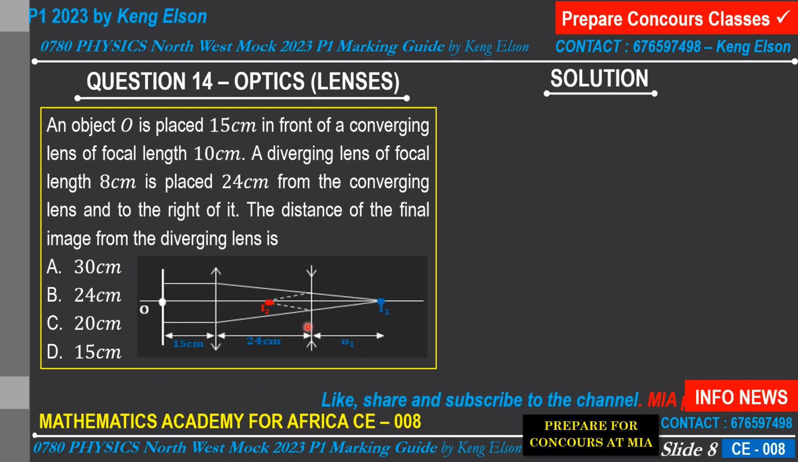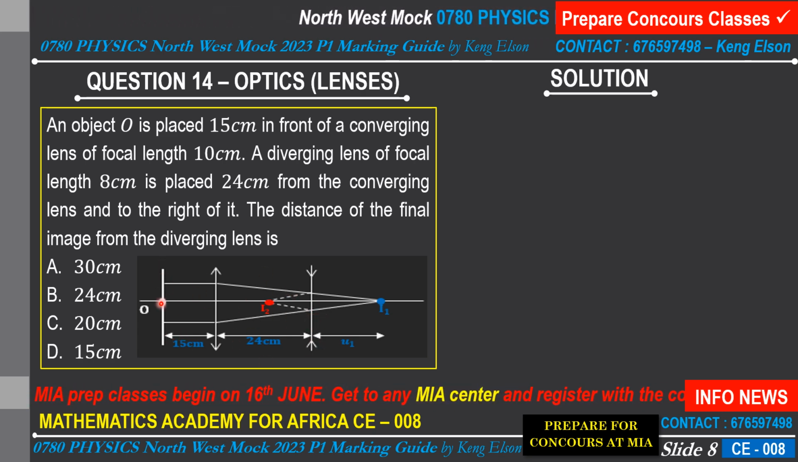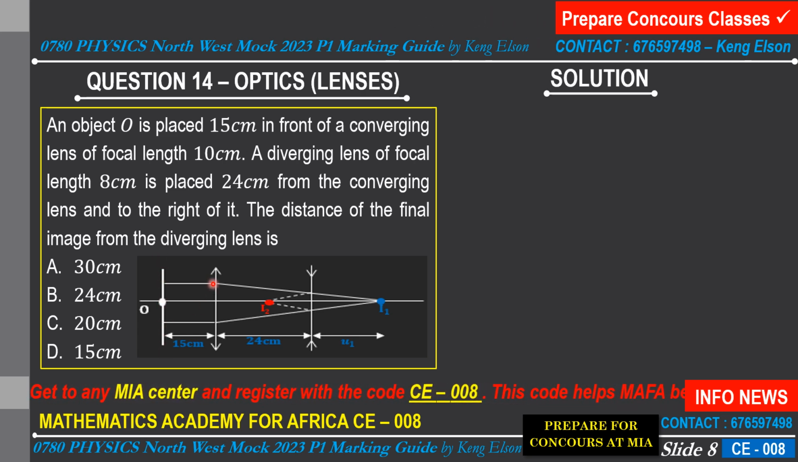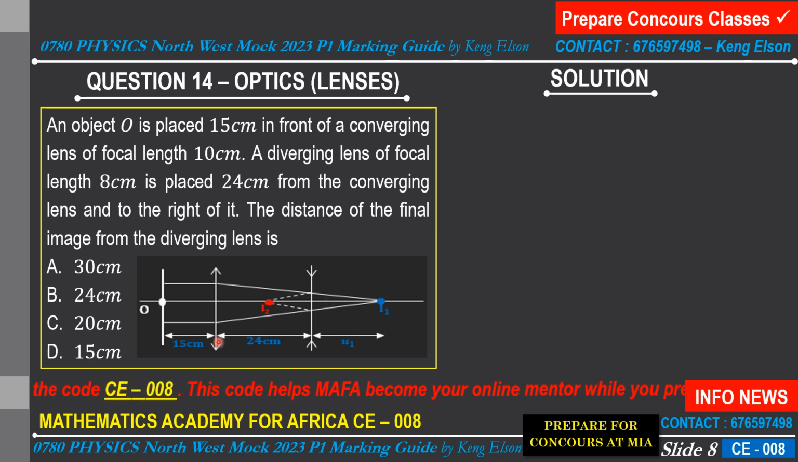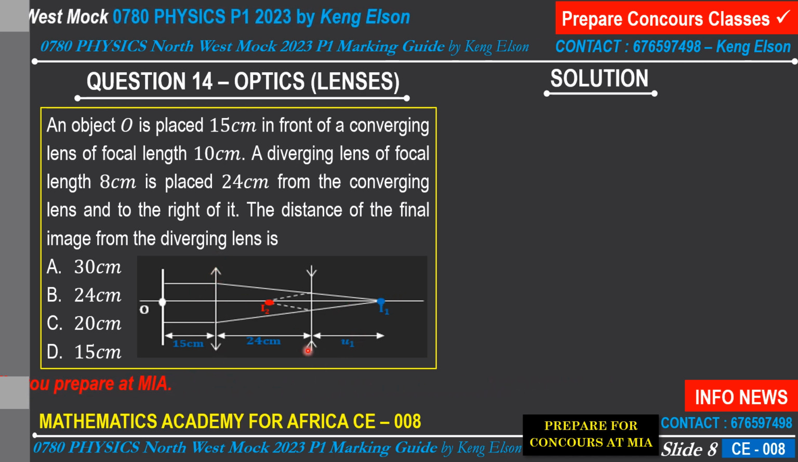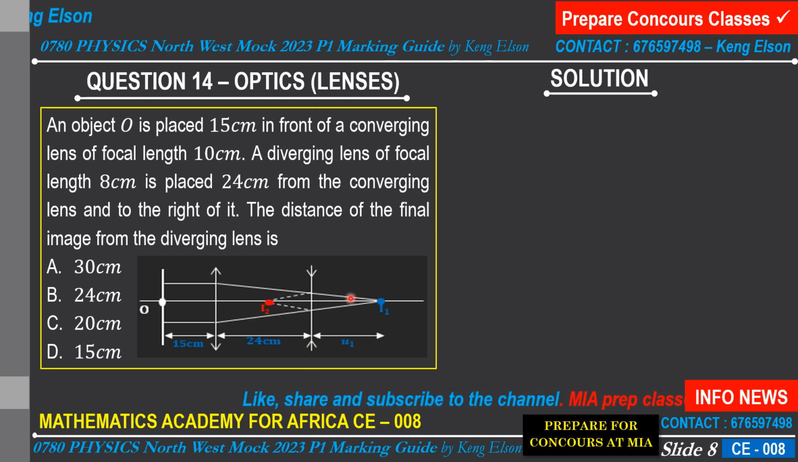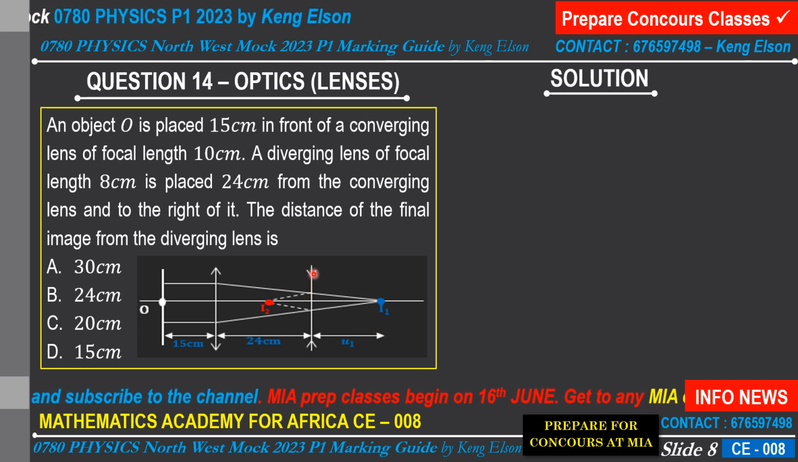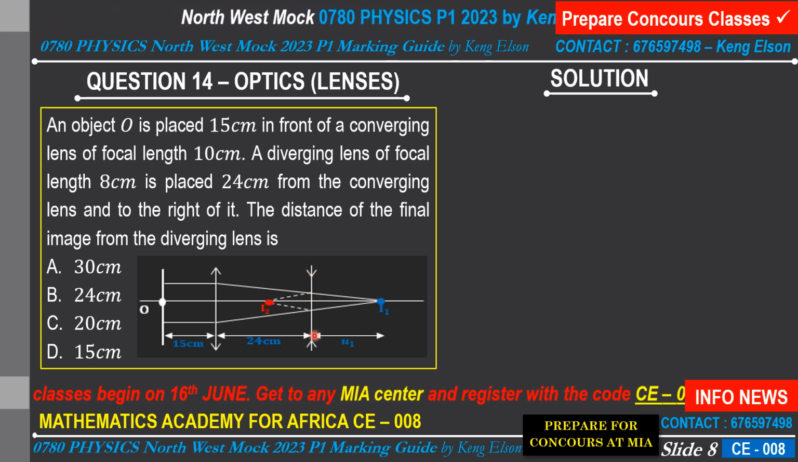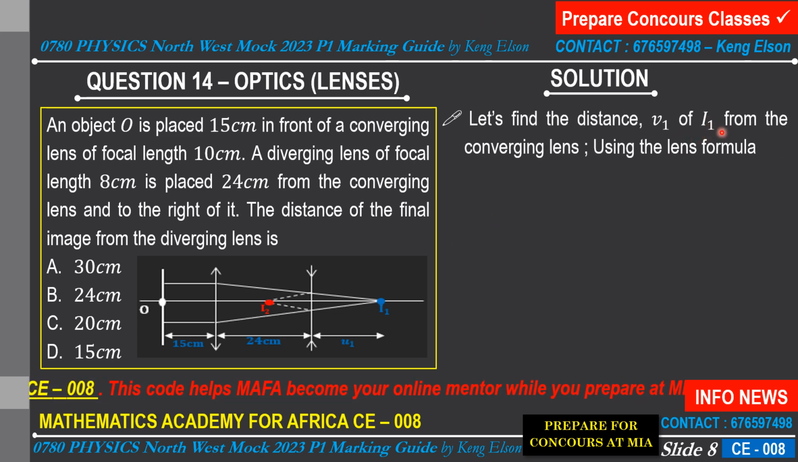Okay, so I just drew a little diagram so I can use it to explain. First of all, we are going to find the distance of the image I1 from the converging lens. This I1 is the image of the converging lens. Later we need to find the distance of the image from the diverging lens, which is now the image I2. But remember that this image I1 becomes the object of the diverging lens. So let us find the distance V1 of I1 from the converging lens.